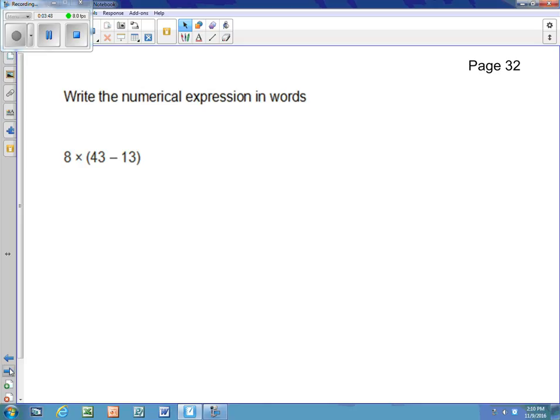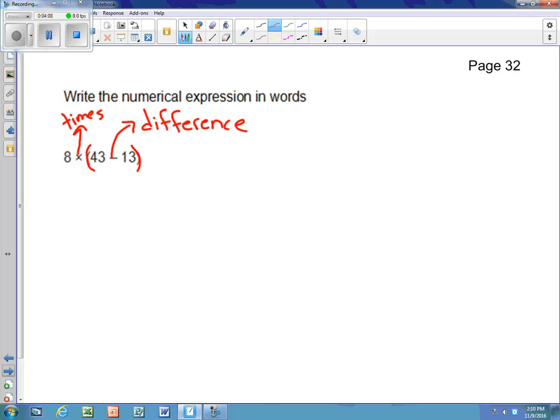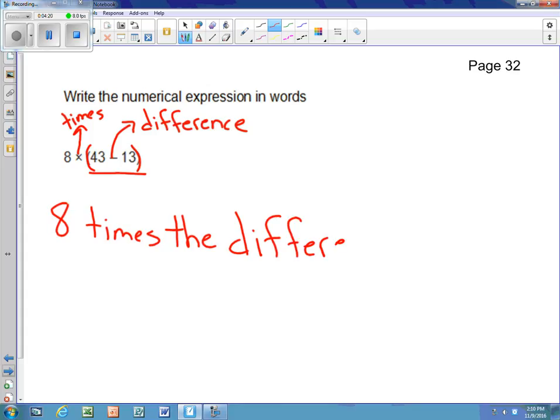Sometimes they're going to ask us to work the other way. They're going to give us the expression, and we have to write the expression in words. So we know this means times, and we know that this subtraction is the difference. And they're finding it of the whole entire thing when they multiply. So it would be 8 times, what are we finding in here? The difference between 43 and 13.